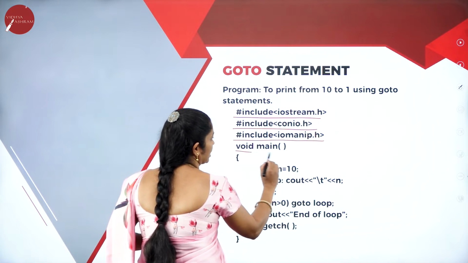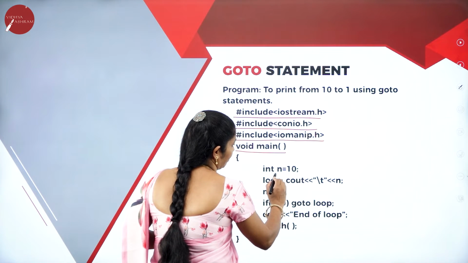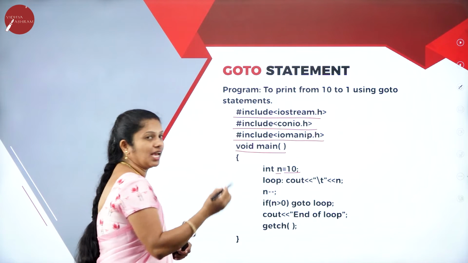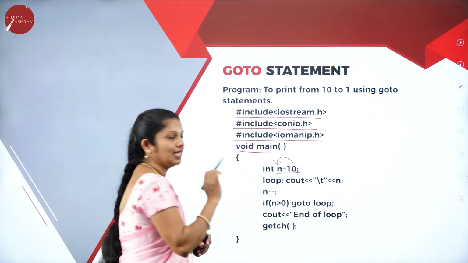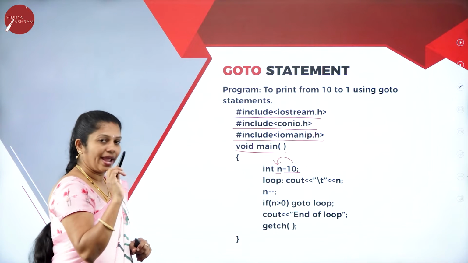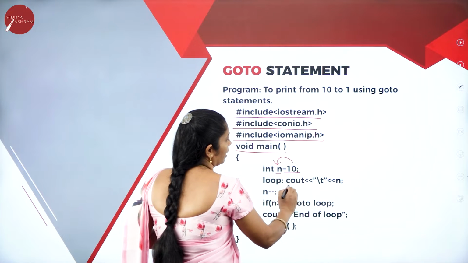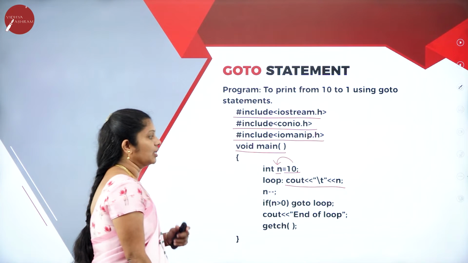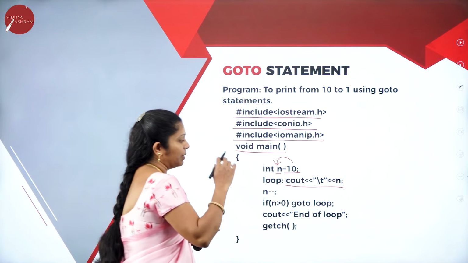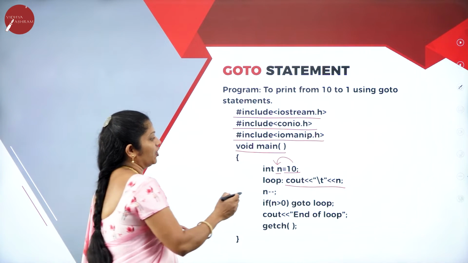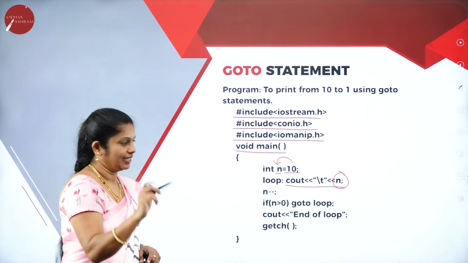Then as usual, we start with the main program, void main. Here, we are declaring the variable n and initializing it as well. In the beginning itself, we initialize n as 10. It means that now n contains the value 10. And here, the loop is given as cout << "\t" << n. That means, leaving some tab space, it will display the value of n. So first it will display 10.